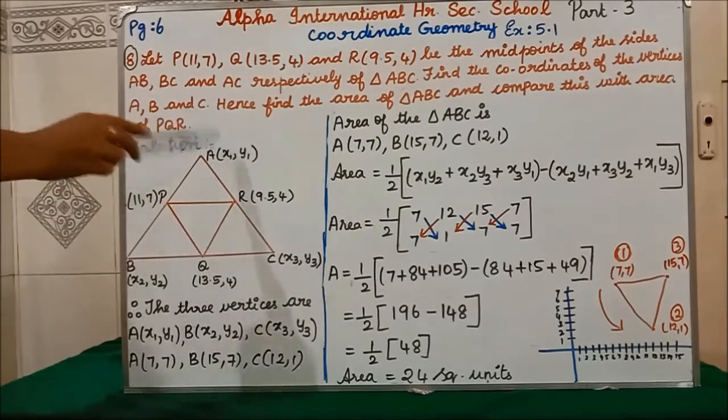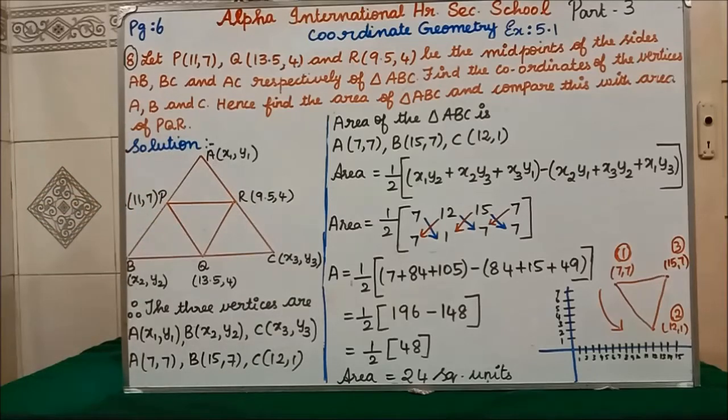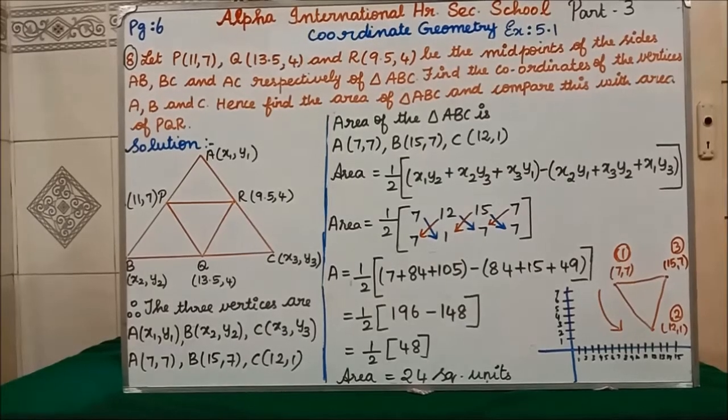Now the big area is what? The area of the triangle ABC is what? 24 square units. Next, which area do we have to find? We have to find triangle PQR. The area of triangle PQR we have to find. We will see that on page number 7.